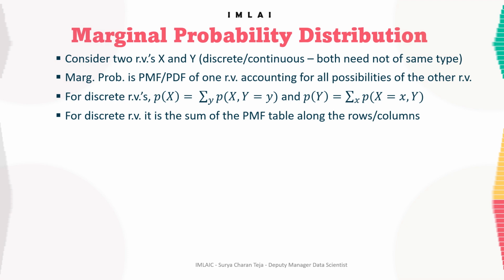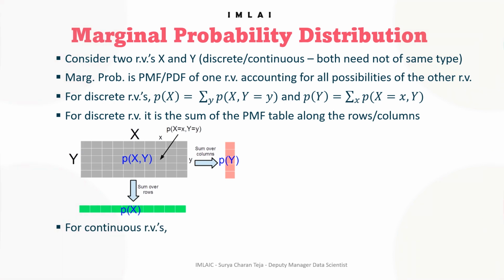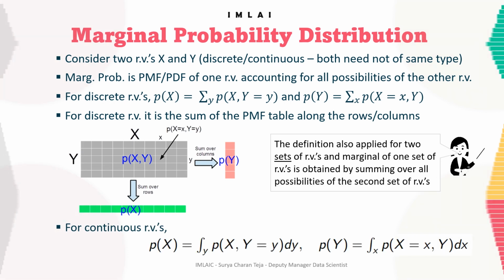So for discrete random variables, the marginal is the sum of the PMF table along the rows or columns. Here you can see capital X and capital Y are the two random variables. Capital X is one random variable, capital Y is another. For discrete random variables, it's the sum of the PMF table along the rows or columns.